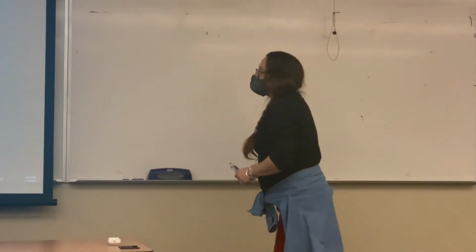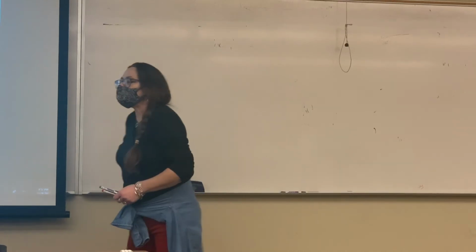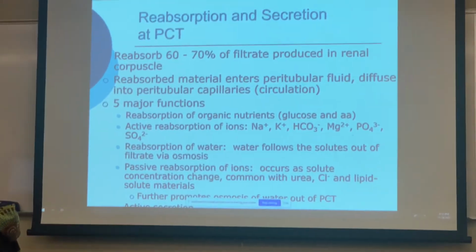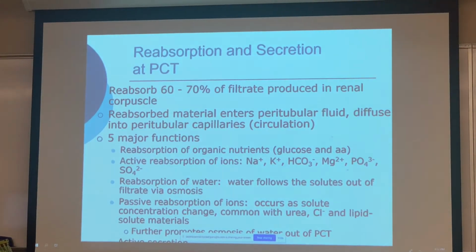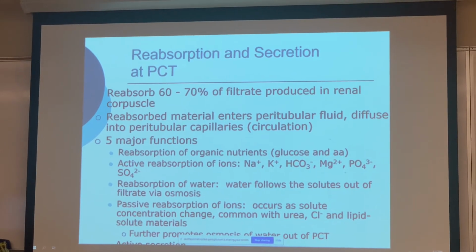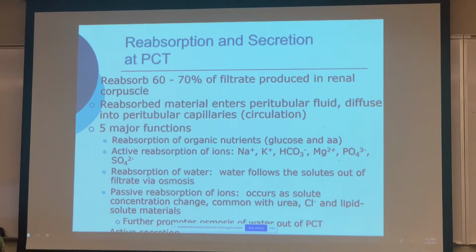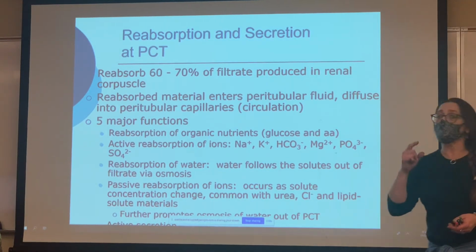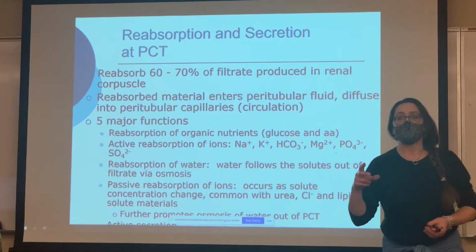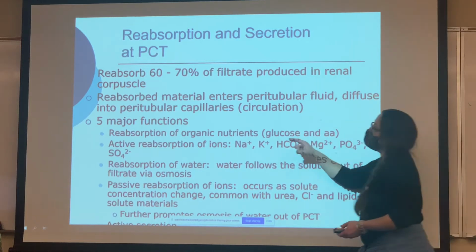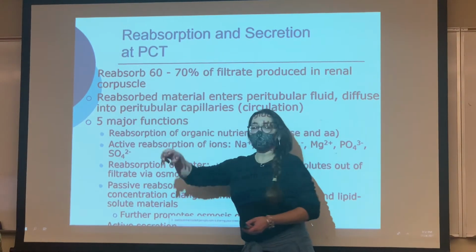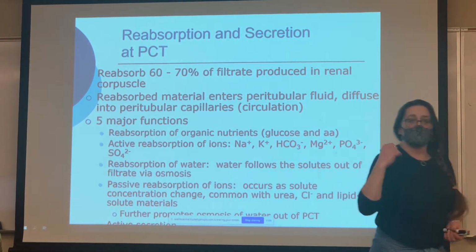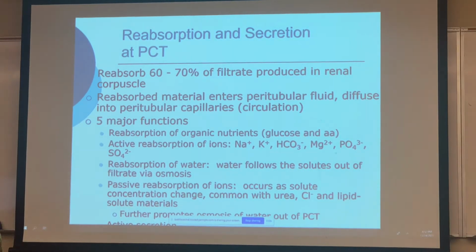We go into the PCT, and remember the PCT and the loop of Henle are bulk reabsorption, right? Other things happen there as well, but we're just going to reabsorb as much as we can because we have to reabsorb 99% of everything we just formed. So at the PCT, we're going to reabsorb 60 to 70% of that 99%. So again, this is the primary job of the PCT, reabsorption.